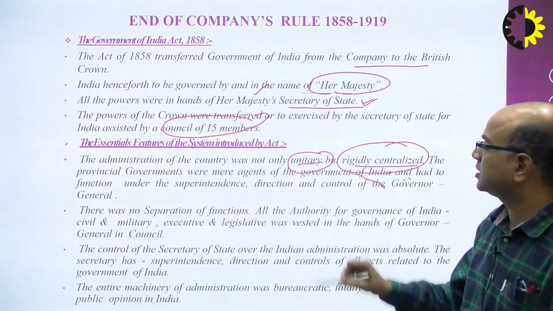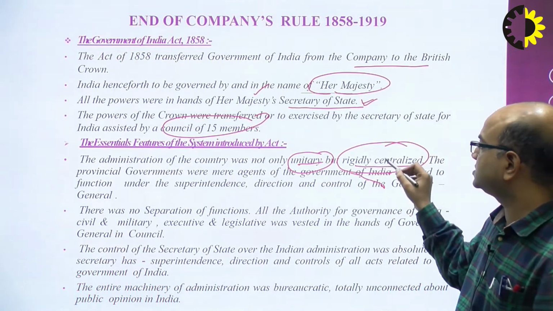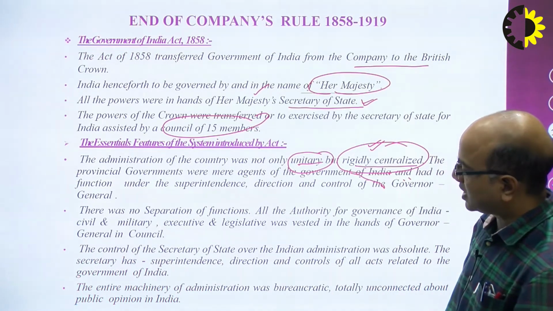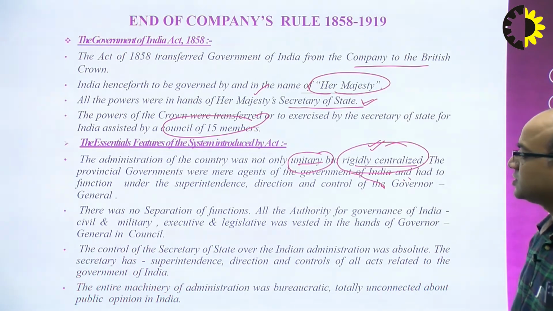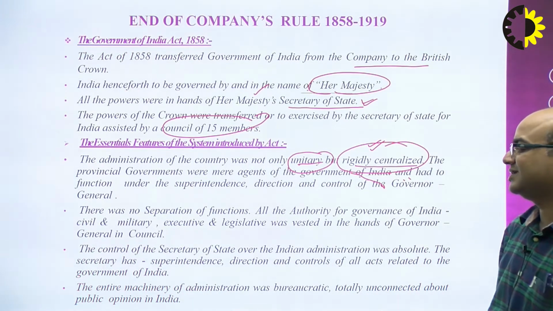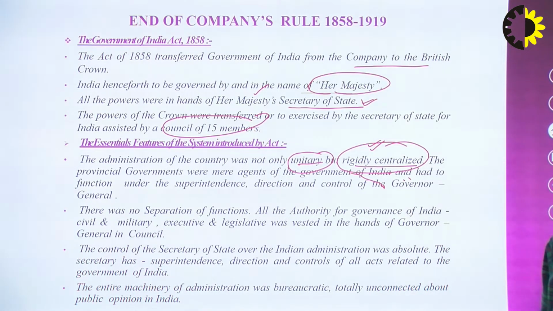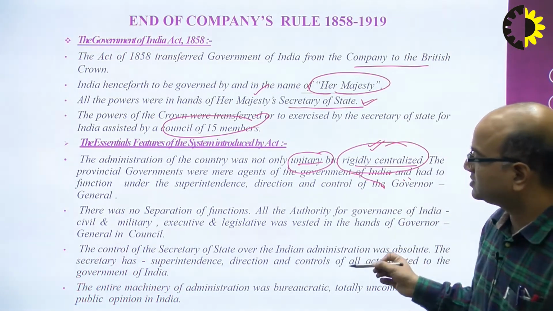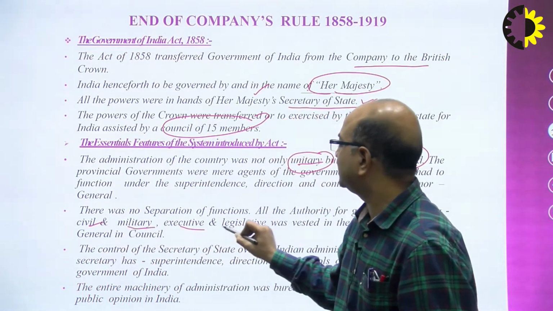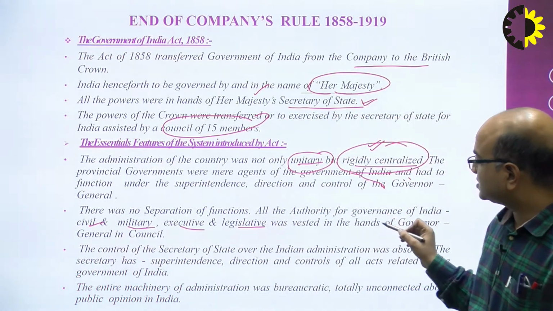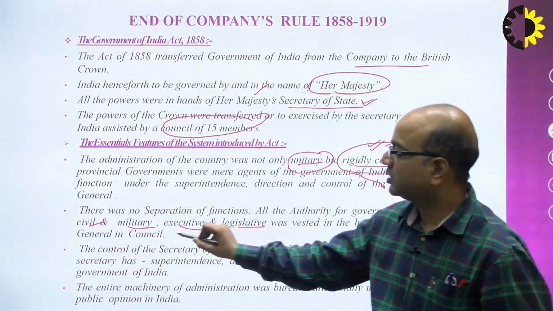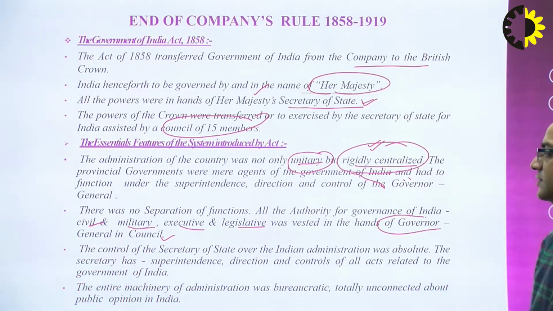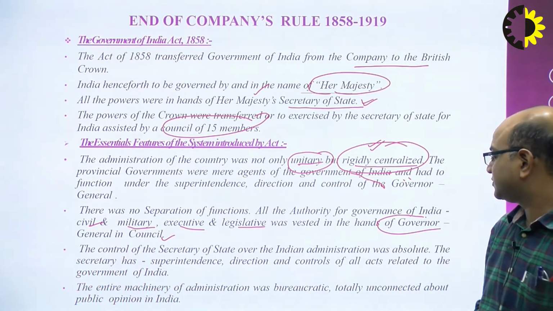Secondly, it was highly or rigidly centralized, so all important decisions were taken by top executives. Next, there was no separation of function, and all the authority for governance of India, civil and military, executive and legislative, was vested in the hands of the Governor General in Council. In every country we see that departments are divided, but here the Governor General is the supreme body and he will take all decisions in these areas.